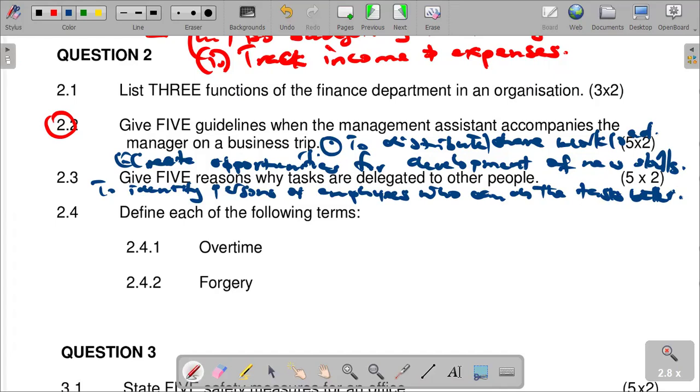And then also, it can be done in order to save time. Delegation can be done to save time. That is also a reason for delegation.